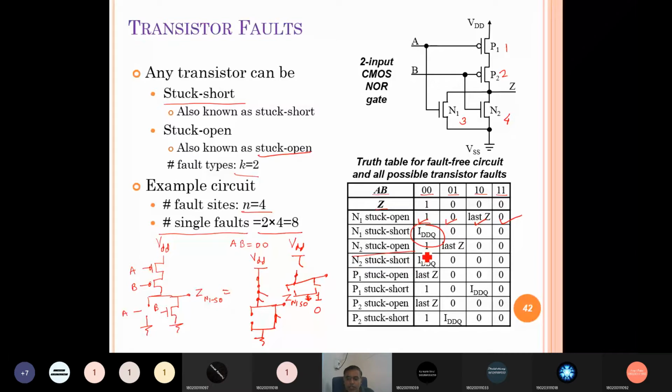Similarly, when N2 is stuck at open, we get the last state here. When stuck at short, it will be the IDDQ. P1 stuck at open. Similarly, you can prepare the table, right? Any questions on this table?